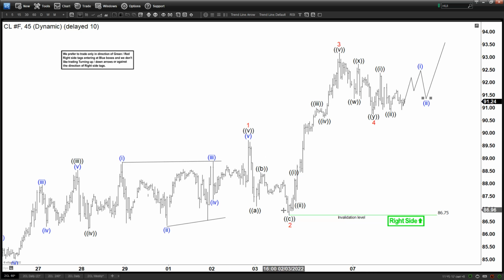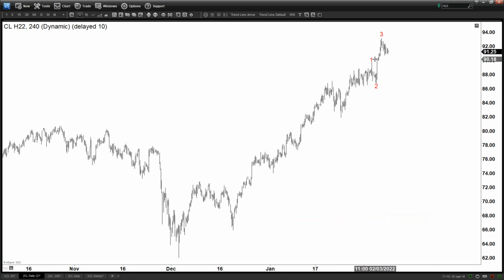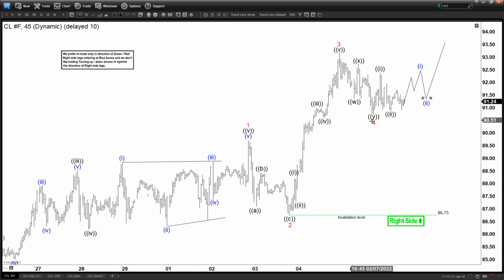So remember this 1, 2 in the minor degree, 3 and 4. If I look at the daily time frame and I'm trying to put the 1, 2 and 3 and 4, this is where the location is. This 3 and 4 here.